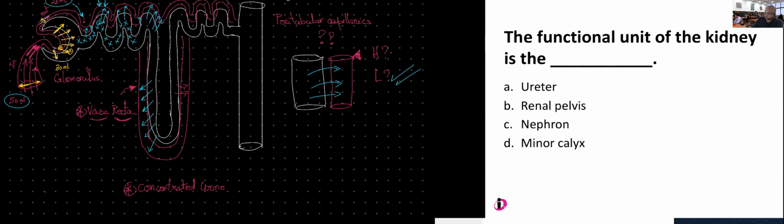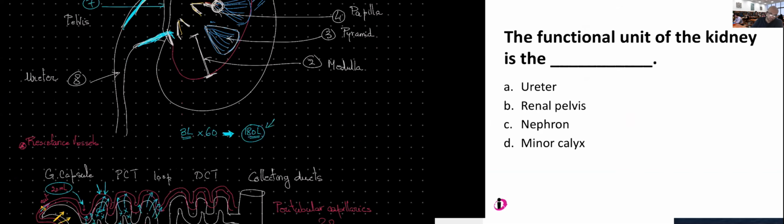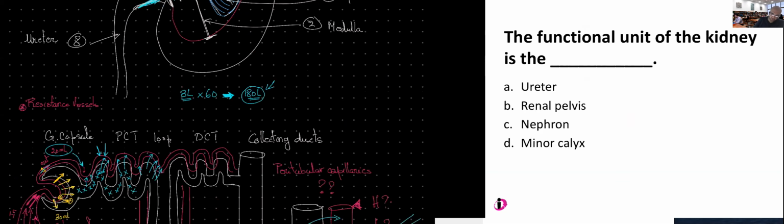All right, so for our next question for today, I believe it's question number 9. What do you think is the functional unit of the kidney? This is question number 9 for today's in-class activity. Is it the ureter, the renal pelvis, the nephron, the minor calyx? Functional unit of the kidney is, any idea?